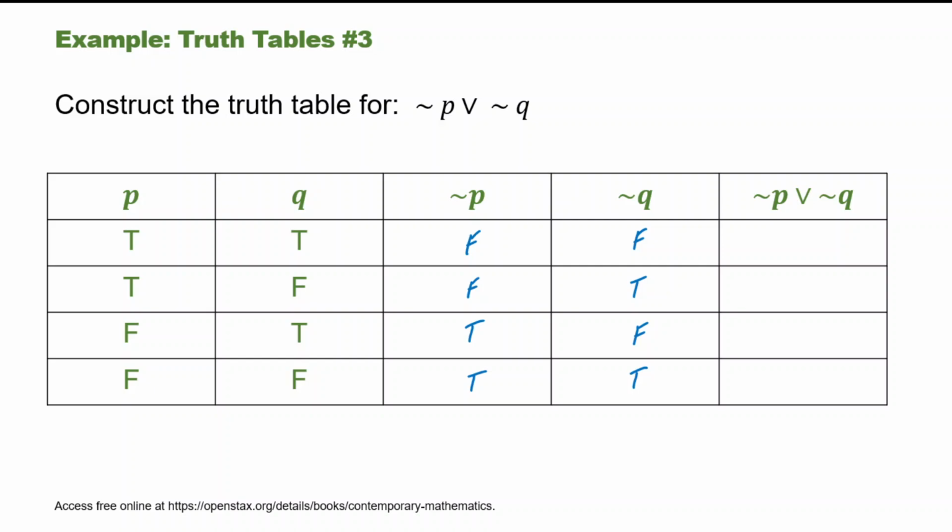For our completed statement, our last column, not P or not Q, we are looking at the third and fourth columns, and we're looking at these as an OR. So false or false is a false statement because there is no true between the two. The next row, we have one true, so it's true. Third row, we have one true, so it's true. And the last row, two trues, so therefore it is true. So the final column for not P or not Q is false, true, true, true.